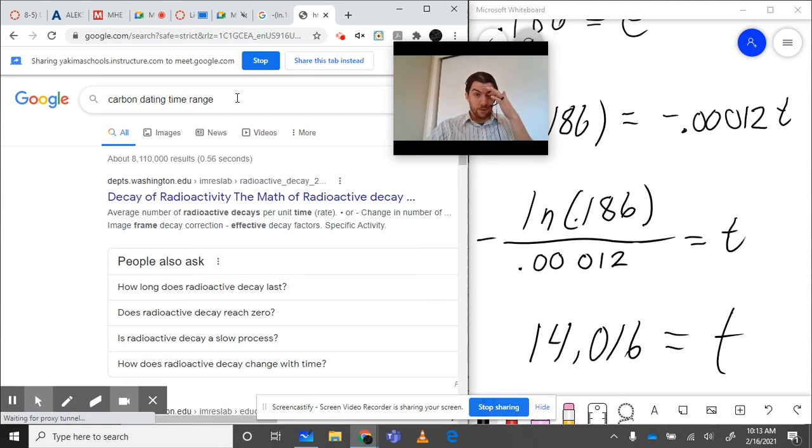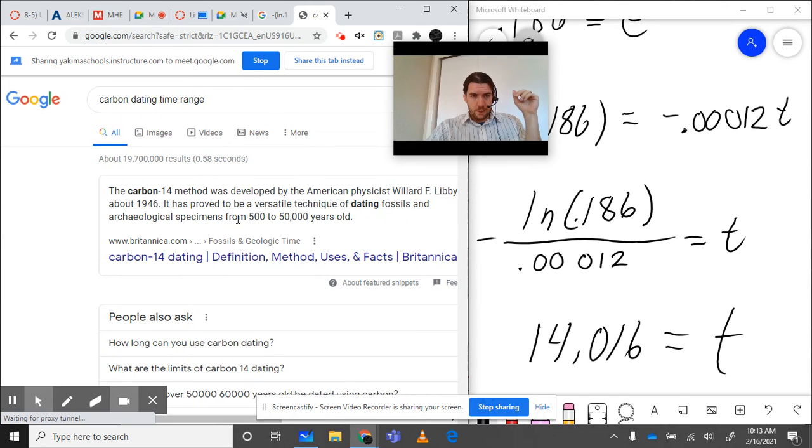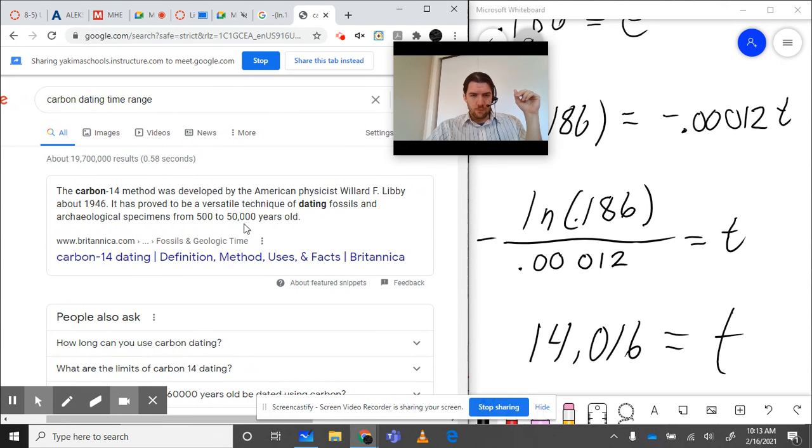This particular technique, using this particular isotope of carbon, will let you date things from anywhere between 500 to 50,000 years old. So anything that's older than 50,000 years, we're not using the carbon-14 method, but we're probably using a similar method using some other isotope.